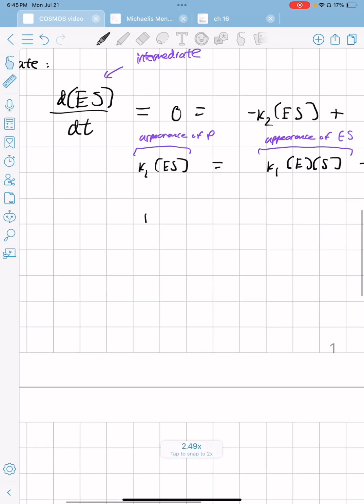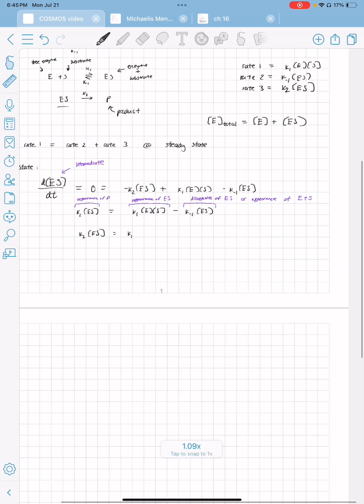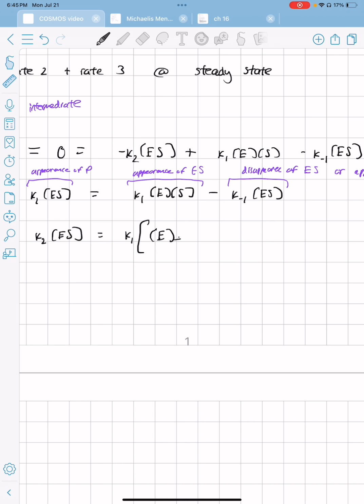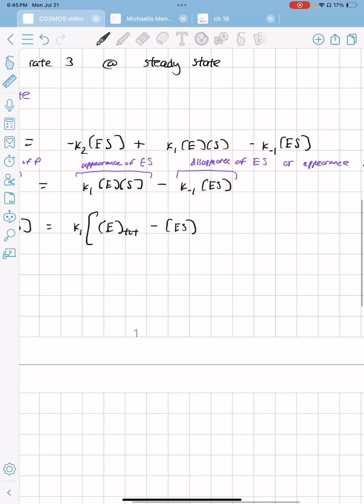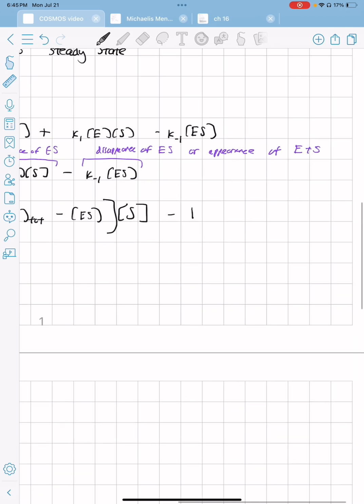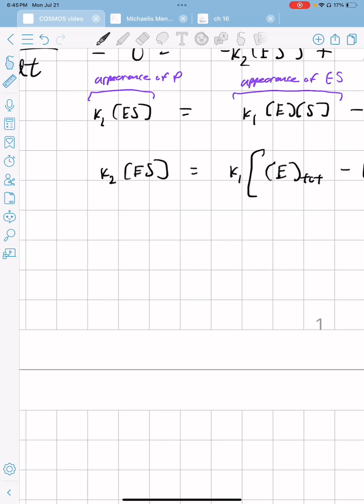Okay, so now we'll further simplify this into ES, and we'll make E equal to E total minus ES, so the total concentration of enzyme minus the concentration of the enzyme substrate complex, times the concentration of substrate, minus K negative 1 times ES. And so we'll pull the ES into one side, or we'll begin to do that.